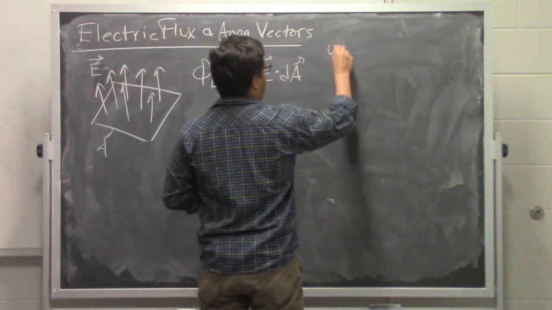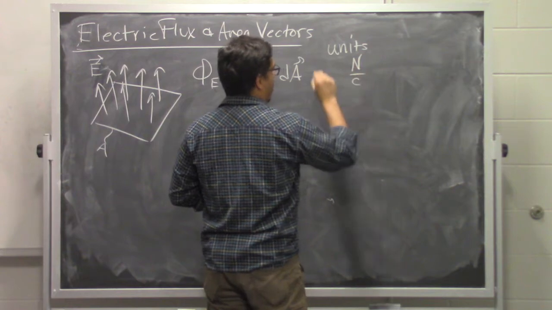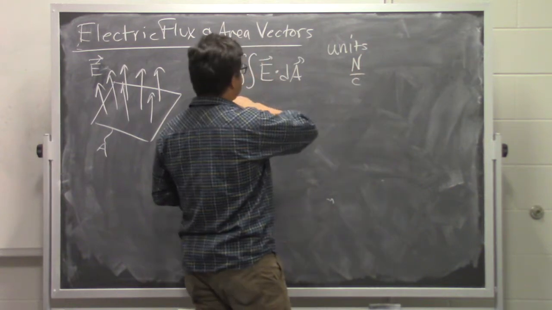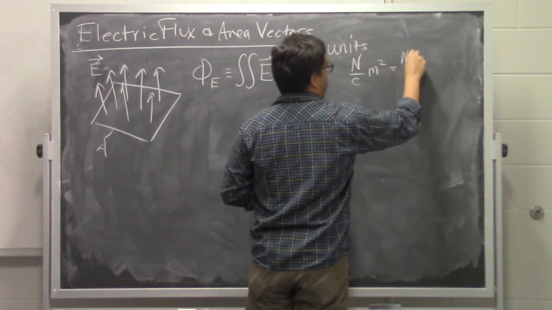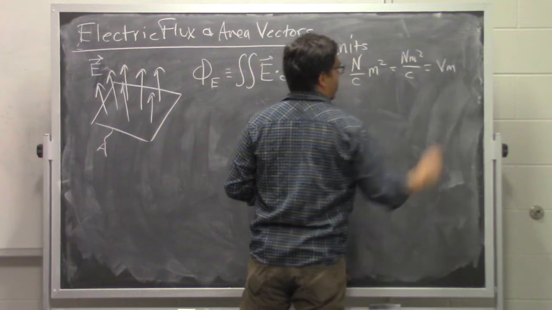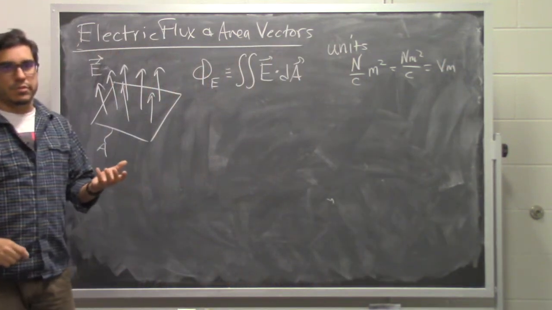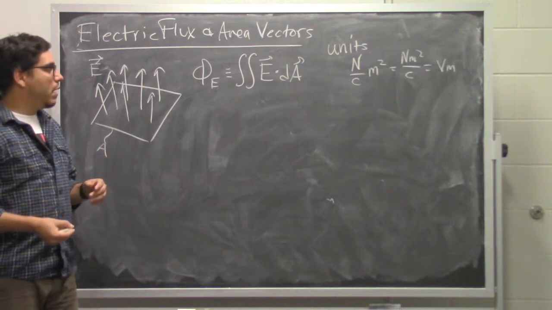Now, this thing has units of electric field, which is newtons per coulomb, times units of area, which would be meters squared. So it's a newton meter squared per coulomb. It's also a volt meter, which is the units of electric potential times a unit of length, which turns out to be the same units as flux.